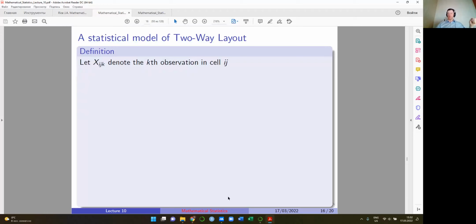If you remember the first model, the one-way layout, we decomposed every number into 3 parts. Now we decompose every number into 5 parts. Here they are. The first part is the same. First of all, we have x_ijk, where i is the oil well in our example, j is the team, and k is the day of the observation.